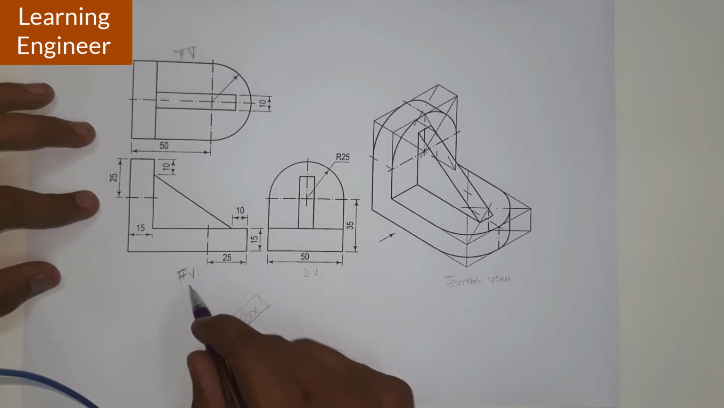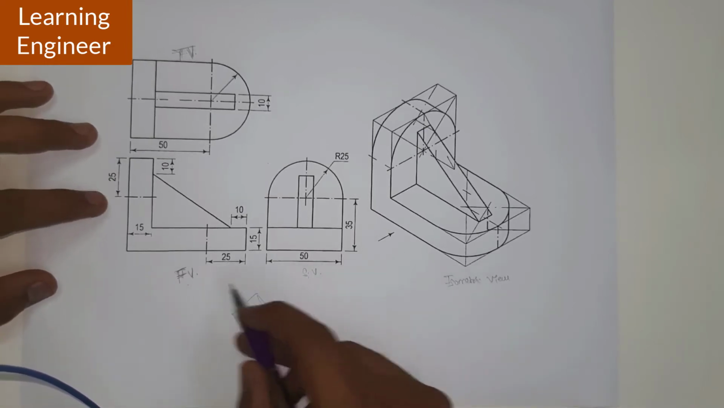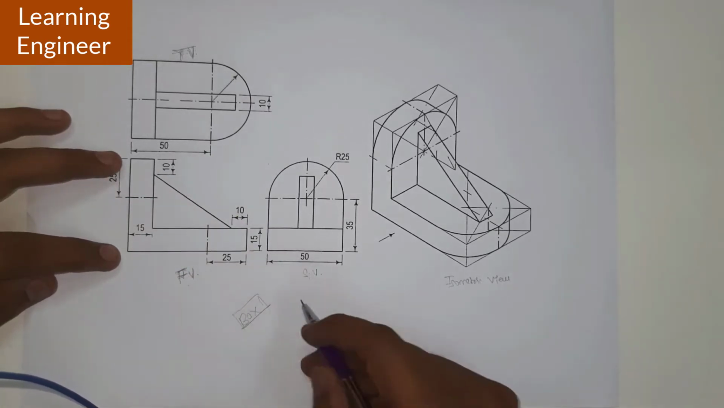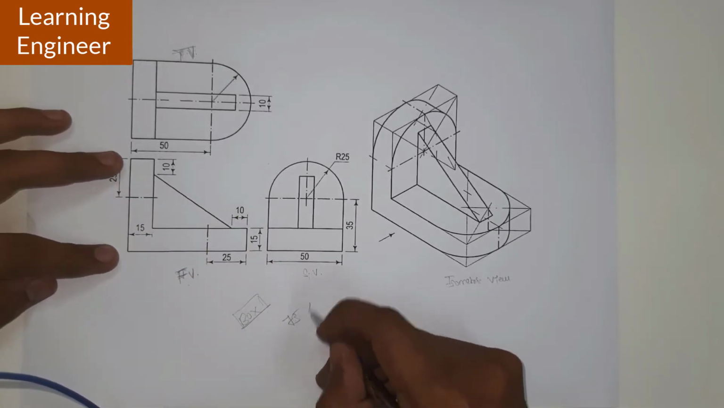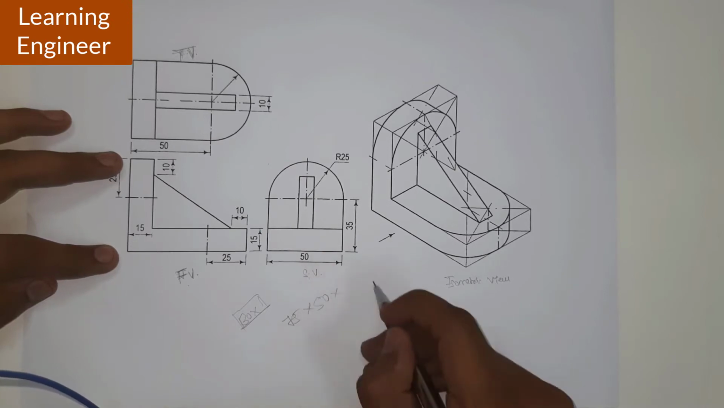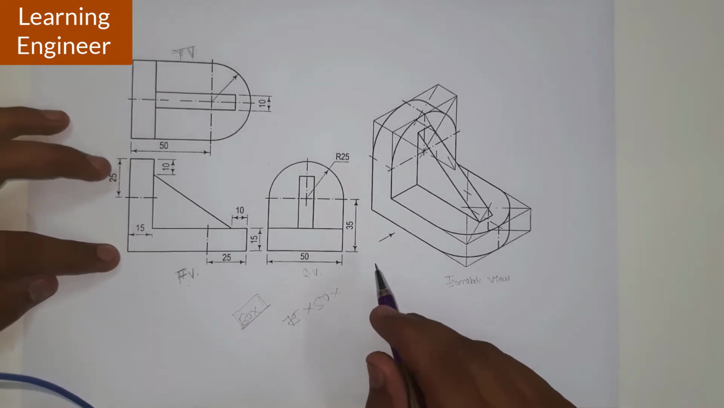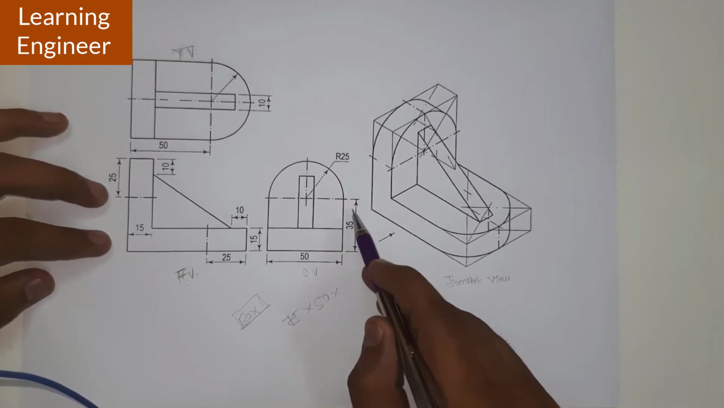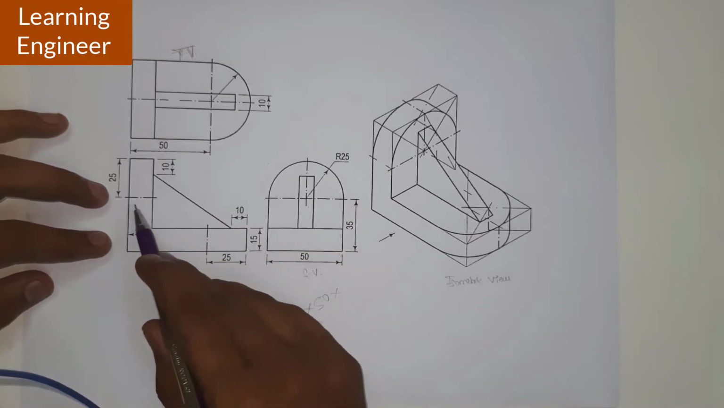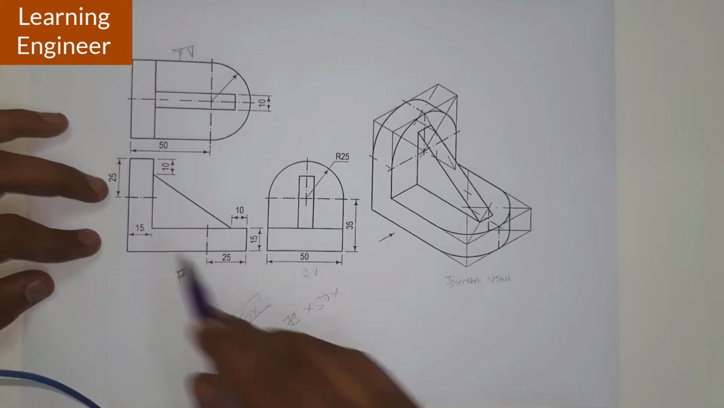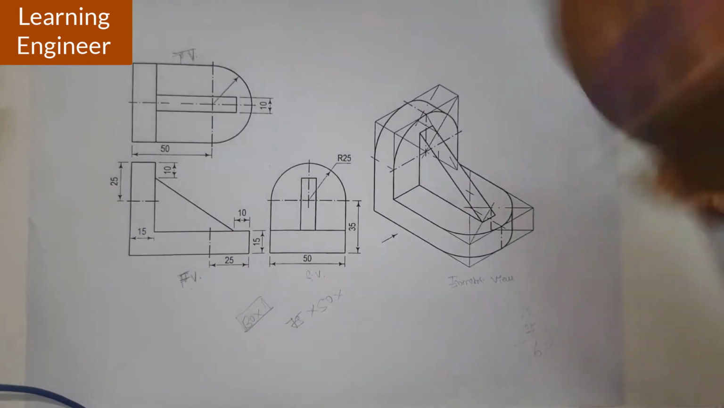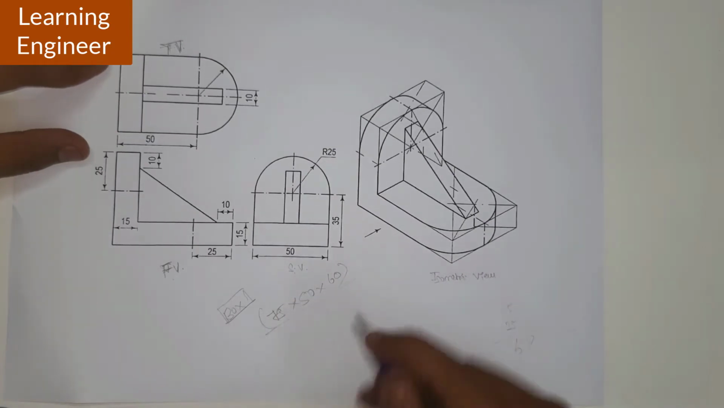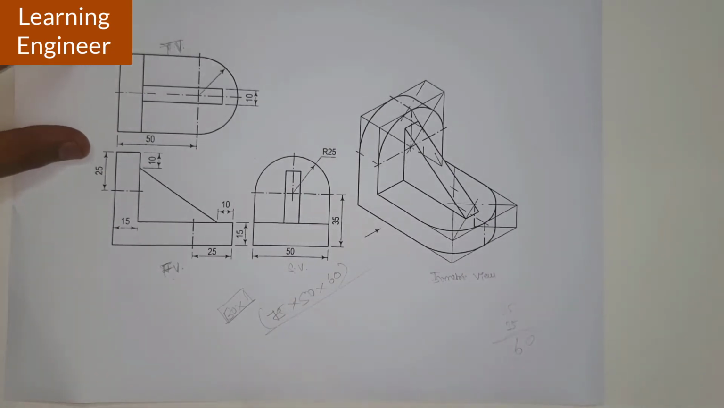If we observe this front view and side view, this particular length is 50 plus 25, which is equal to 75. This particular length is 50, and the height will always be given by the side view or front view, that is 35 plus 25, which is 60 millimeter. So the box size we have finalized is 75 by 50 by 60.